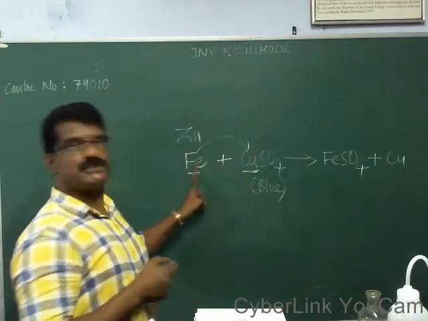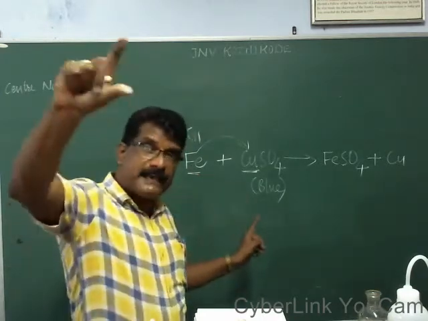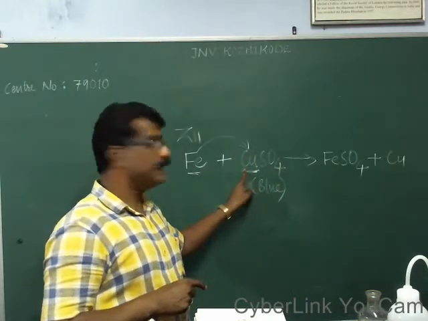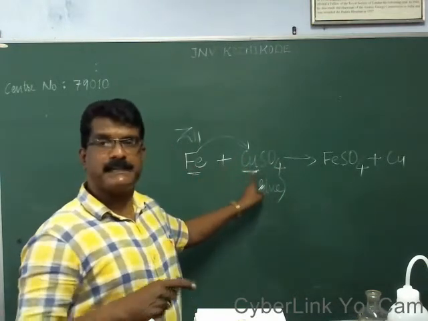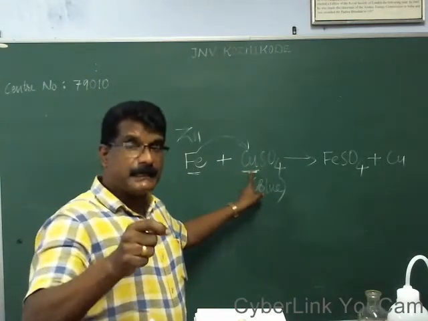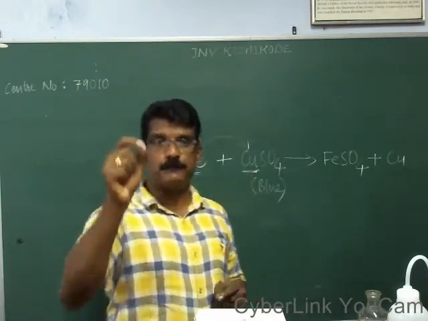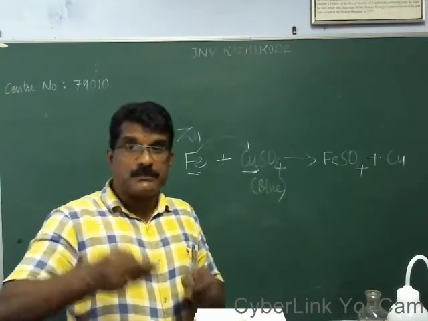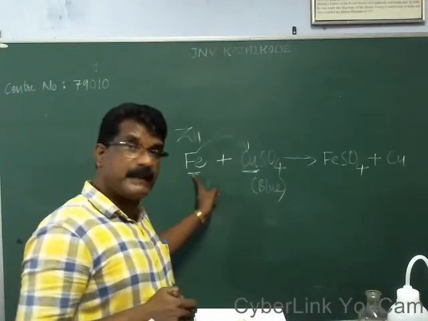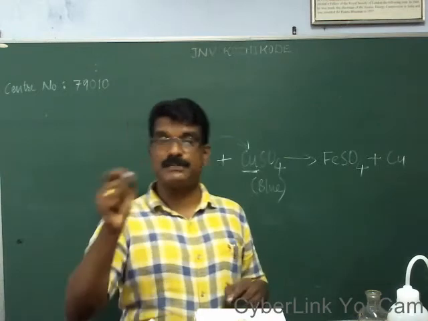So a more reactive metal displaces less reactive metal from its salt. Okay, a more reactive metal displaces less reactive metal from its salt. This reaction is called displacement reaction. So displacement reaction we can use for finding out which metal is more reactive than the other. Here iron displaces copper from copper sulfate, therefore iron is more reactive than copper.